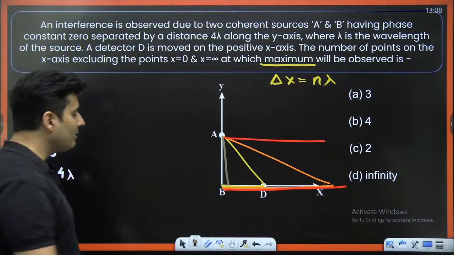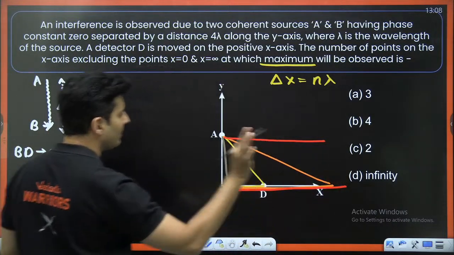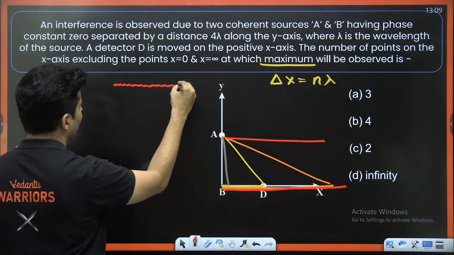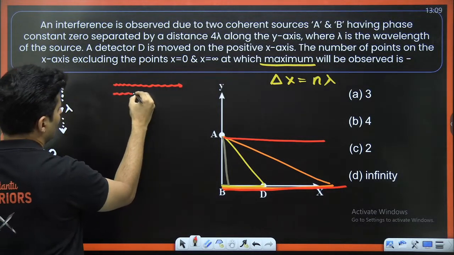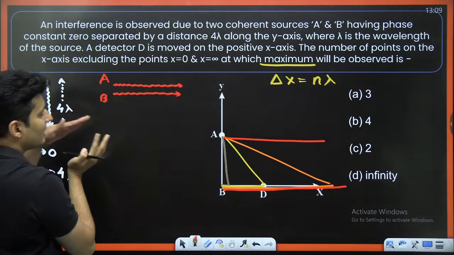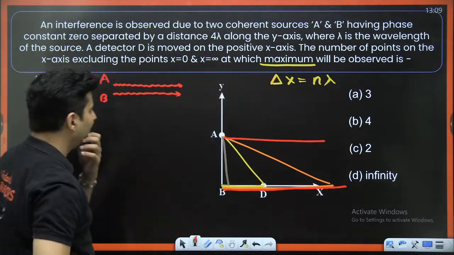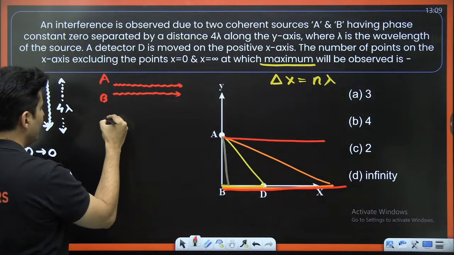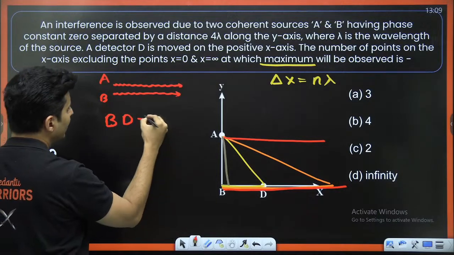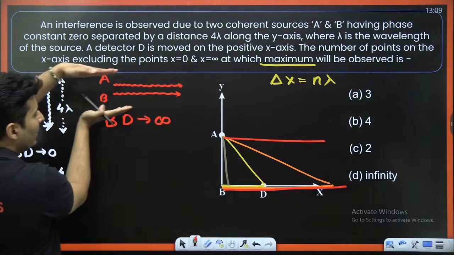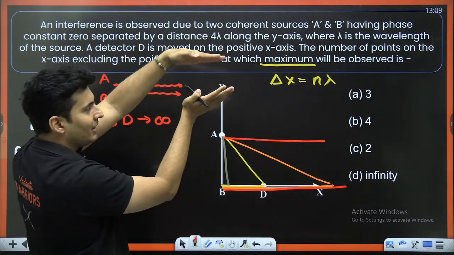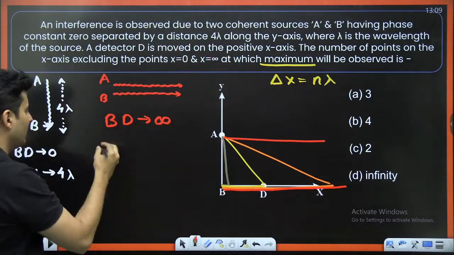When you go really, really far away, one of the waves will go like this, another wave will also go like this, and they will meet at infinity. Both these waves will meet at infinity, right? So when your distance B to D tends to infinity, both these waves travel an infinitely long distance, but they are parallel to each other, right? They are parallel to each other.